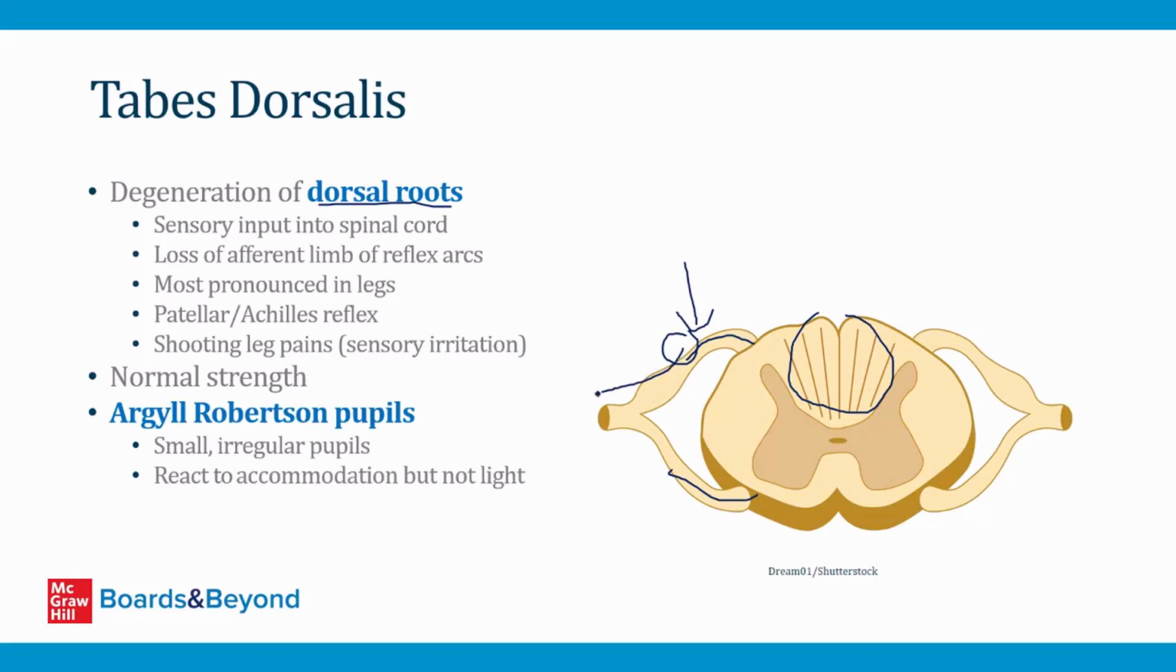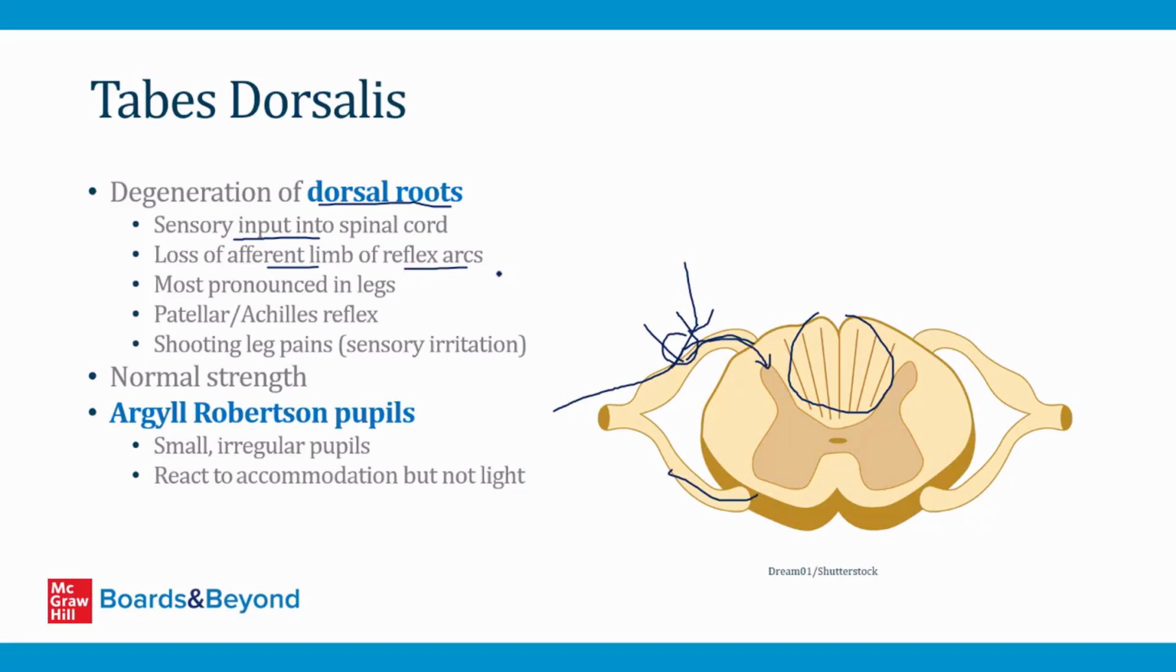Those neurons are sending axons out to pick up sensory information and sending axons in to send sensory information to the spinal cord, and they get damaged in tabes dorsalis. As a result, you lose sensory input to the spinal cord. This means that afferent limbs of reflex arcs are going to be lost.